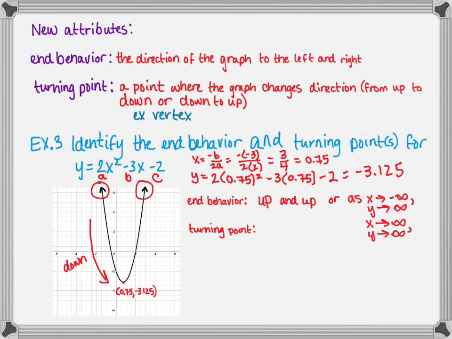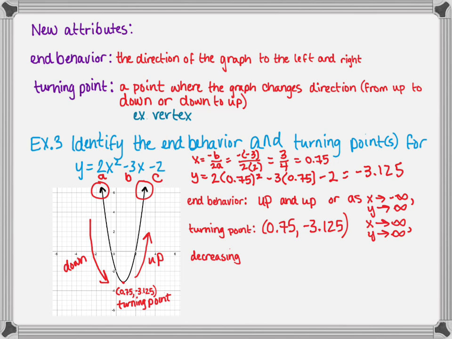And over here on the left, this is where our function is going down, where it's decreasing. So the function's going down to the left of the turning point, and to the right of the turning point, it is going up. So the turning point is where it changes direction. Our turning point was 0.75, -3.125. The function is decreasing where it's going down, and we're looking at the intervals of the x values.